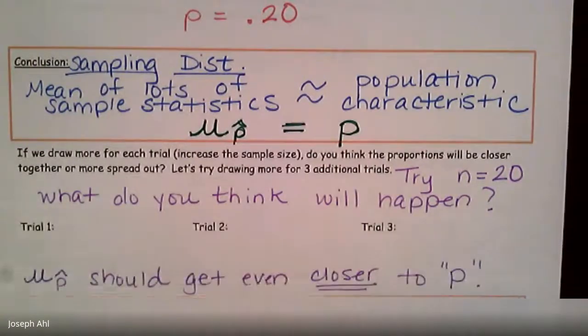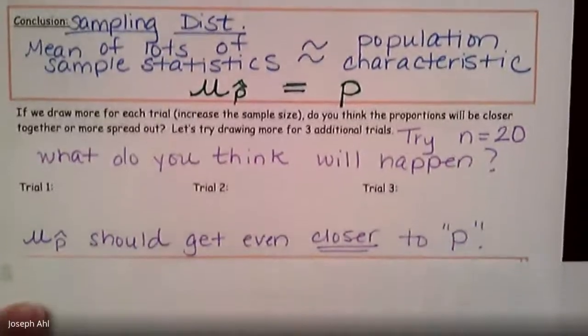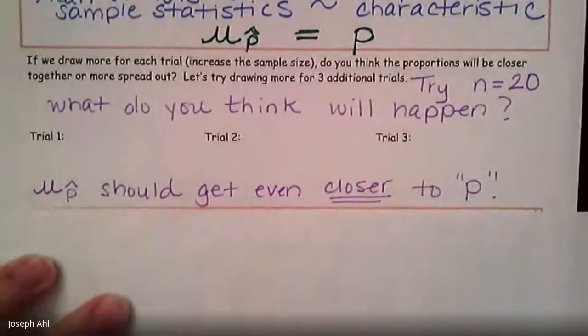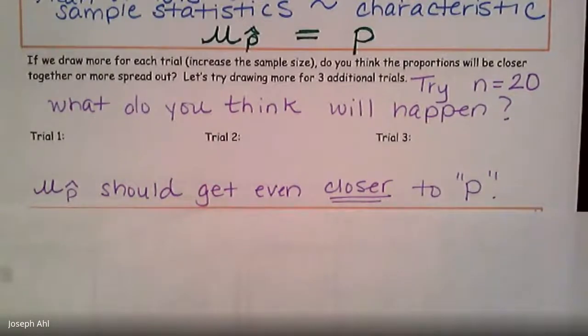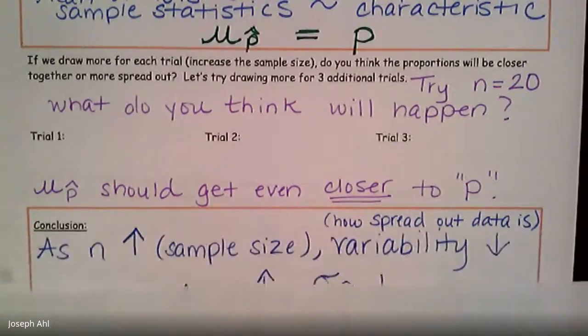Well, I'm hoping that you would consider that the average of your p-hats should now get even closer to what P is. So if we increase the number of trials, that's going to get us even closer to what that population characteristic is. And that brings us into our next conclusion here, is that as n increases for your sample size, not necessarily number of trials, I should say, but the number of times we're choosing a chip here. So we went from 10 chips to now 20 chips. The variability, which is how far spread out the data is, is going to decrease.